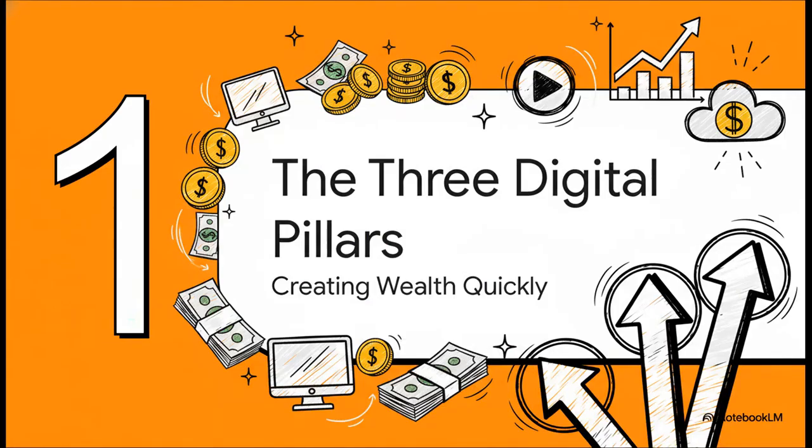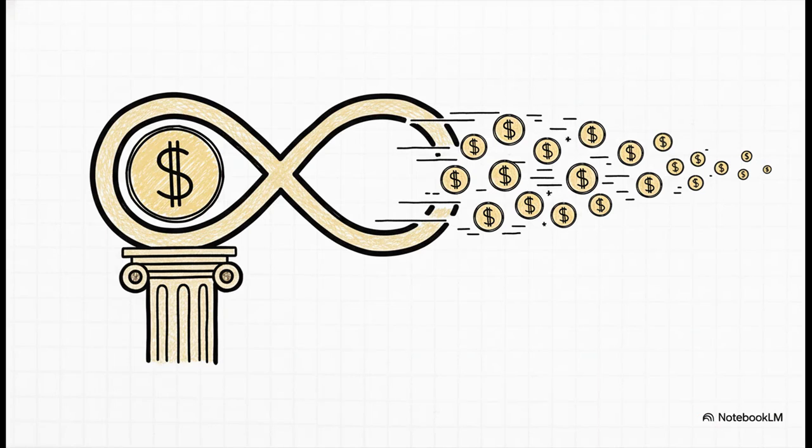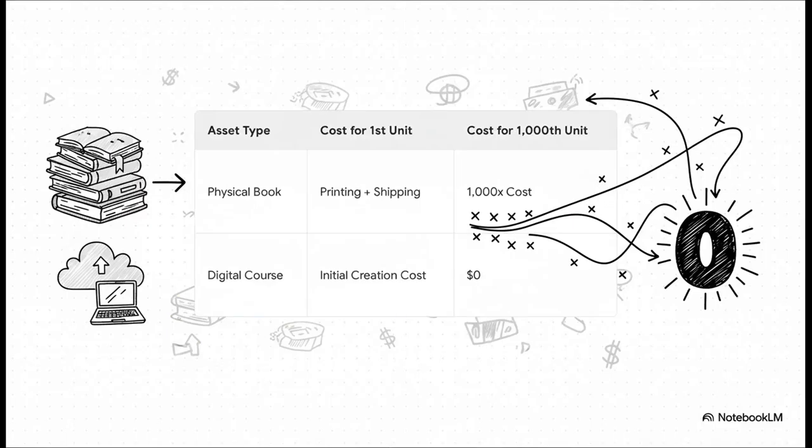Okay, so we get what they are. But why is this model so ridiculously powerful? Well, it really boils down to three core ideas, three pillars that work together to build wealth faster than anything we've ever seen before. Let's start with the first pillar. And honestly, this one single idea basically breaks all the old rules of economics. It's called the infinite margin. Just look at the math on this.